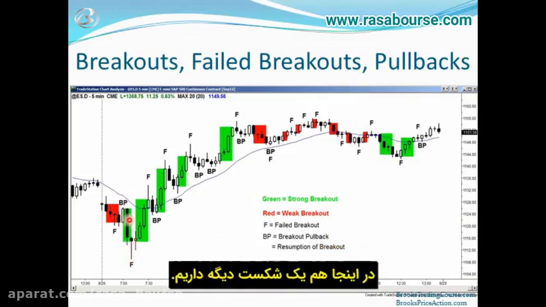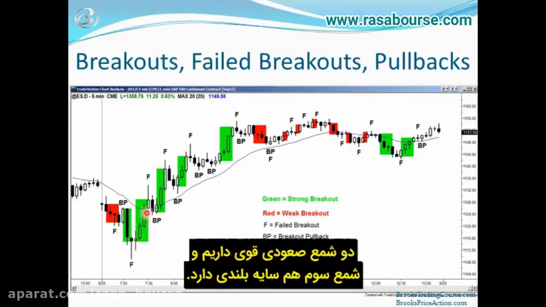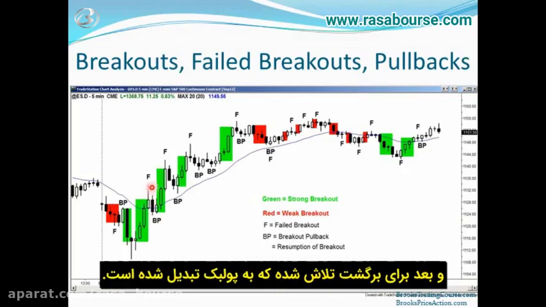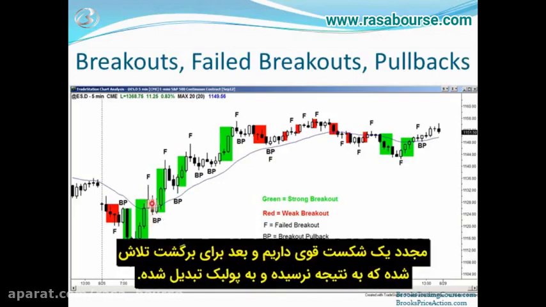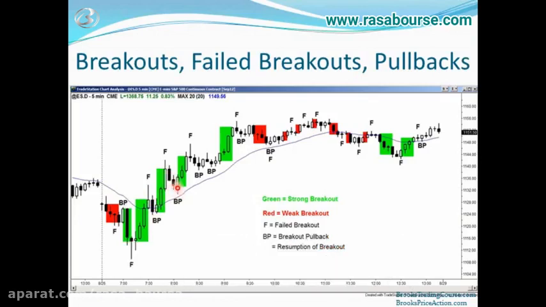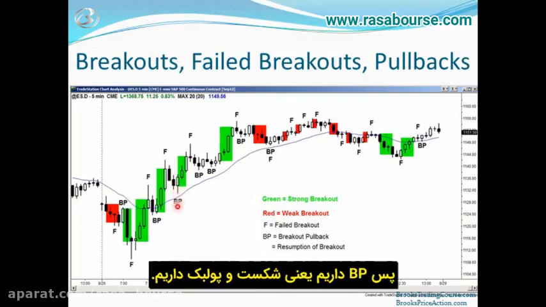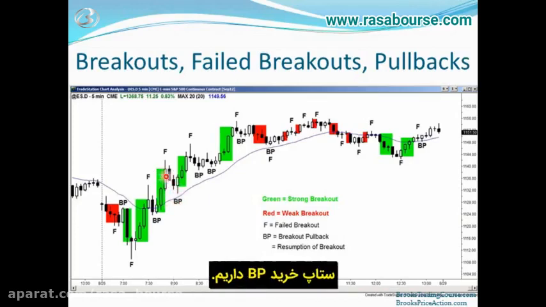Here's another breakout. You have two strong bull bars. You have a third bull bar with a big tail, and now we have a reversal attempt. The reversal attempt became a breakout pullback, BP, a pullback from the breakout. Another strong breakout, another attempt to reverse. The attempt to reverse failed, and it became simply a pullback, a breakout pullback. So you get a breakout and a pullback, a breakout pullback buy setup.